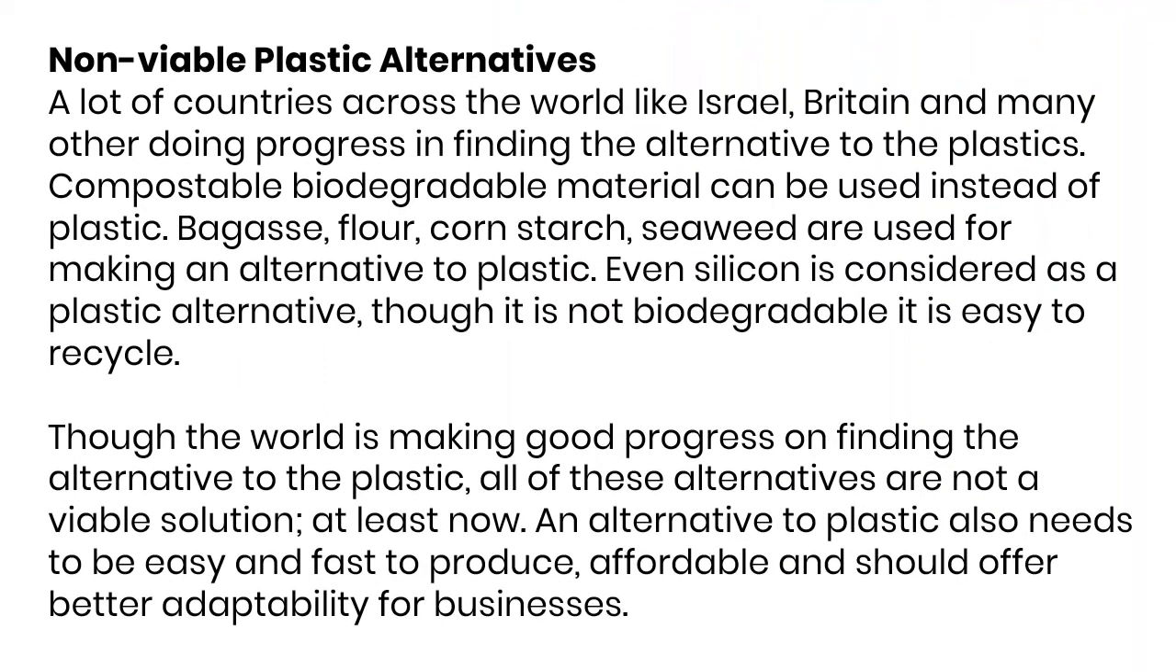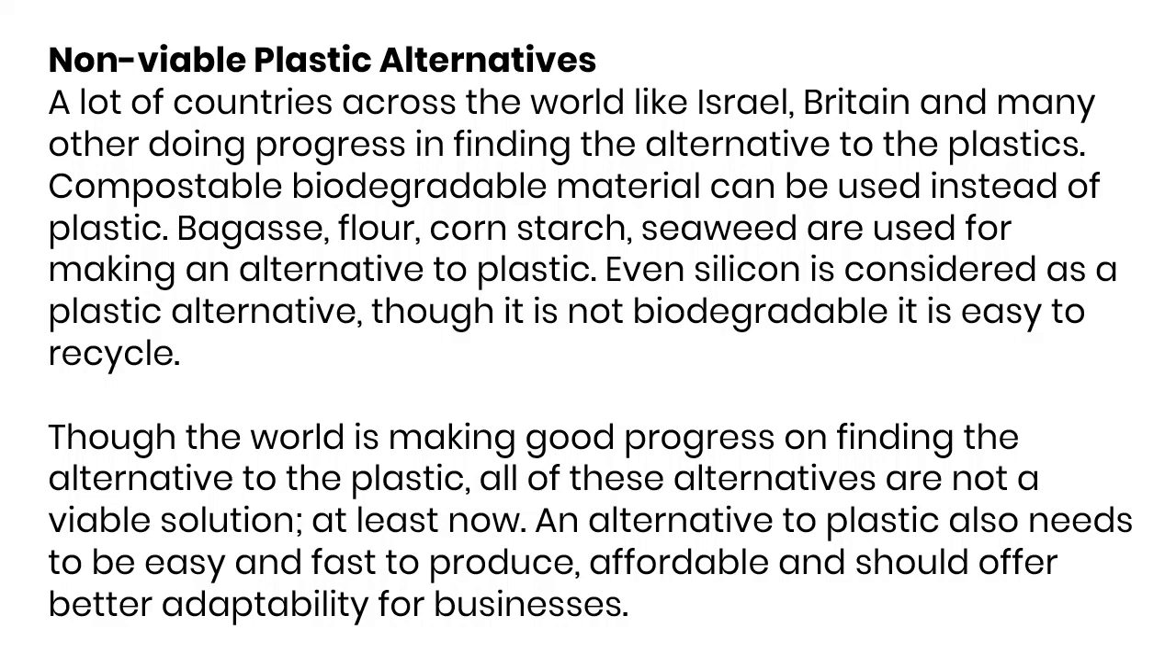Non-viable plastic alternatives. A lot of countries across the world like Israel, Britain and many others are making progress in finding an alternative to plastics. Compostable, biodegradable material can be used instead of plastic. Bagasse, flour, cornstarch, seaweed are used for making an alternative to plastic. Even silicon is considered as a plastic alternative. Though it is not biodegradable, it is easy to recycle.